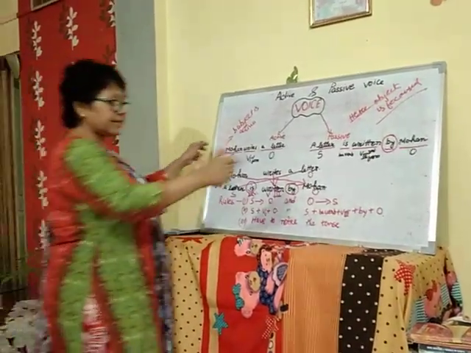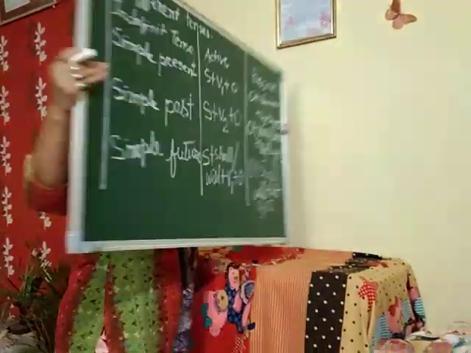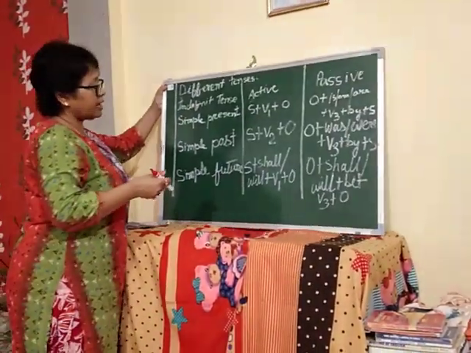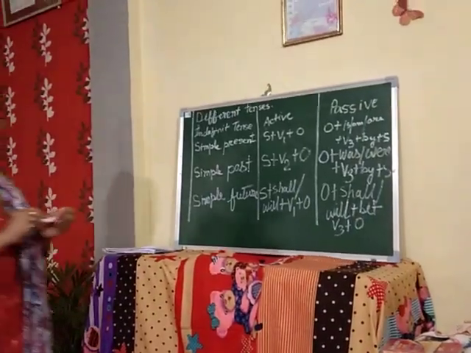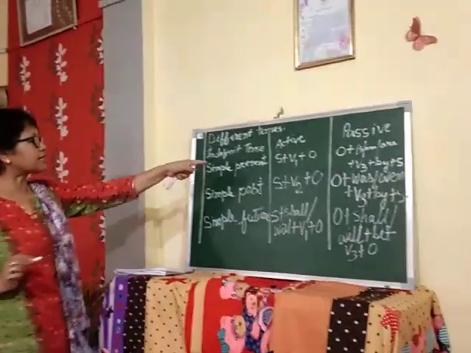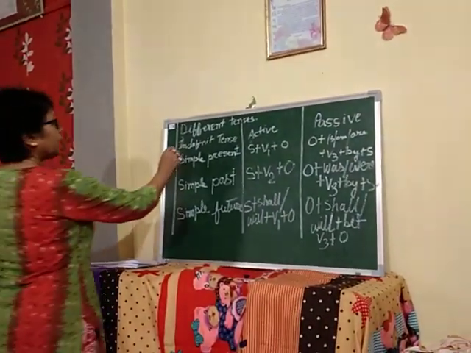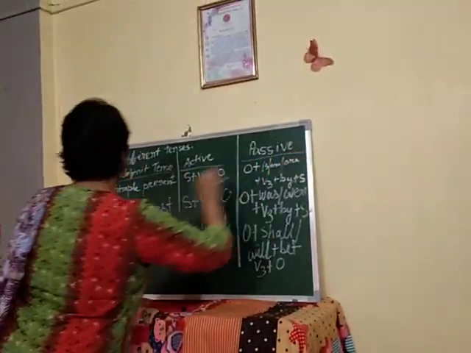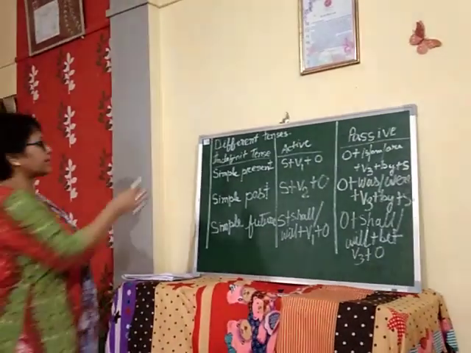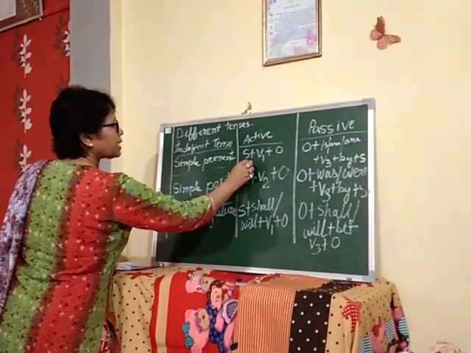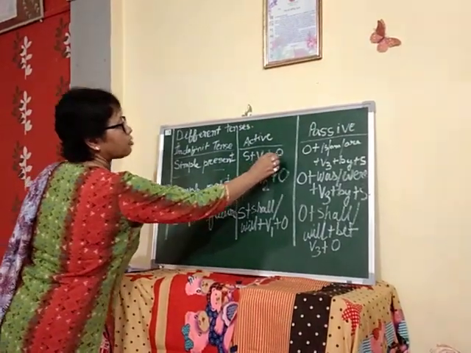So next I want to tell you, as I told you, you have to look at the sentence form, verbs, and tenses, and in which tense it is. You see, indefinite tense, active voice and passive voice. Indefinite tense, that is simple present. In the simple present, it is subject plus first form of verb and object.